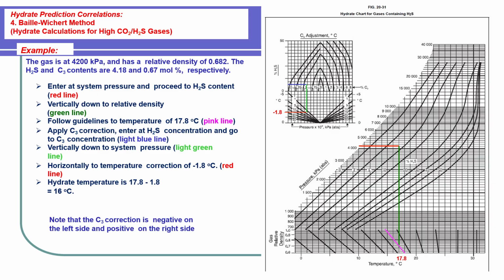So now let's have a look at this example where we're going to demonstrate the use of the Bailey-Wishart method, or the Bailey-Wishart chart, for gases that have a high concentration of sour gases such as H2S and CO2. So you have a gas stream, and this gas stream is at 4200 kilopascal and has a relative density of 0.682. The gas also has an H2S content of approximately 4.18 and C3 of approximately 0.67 mole percent respectively.